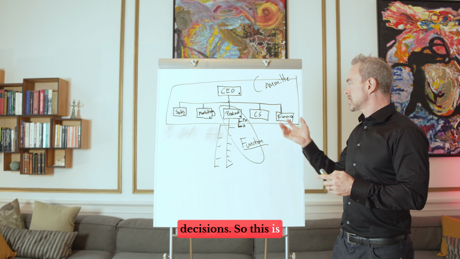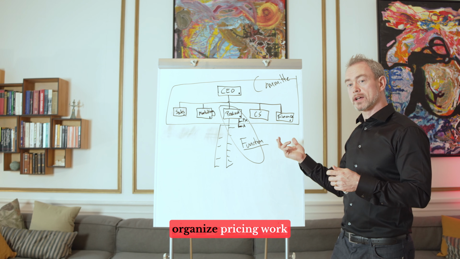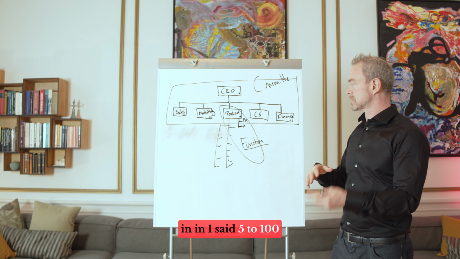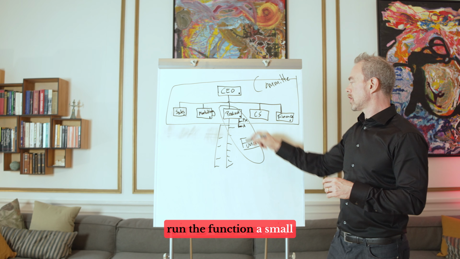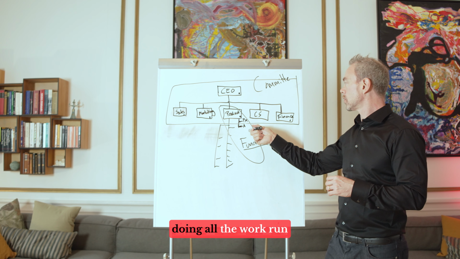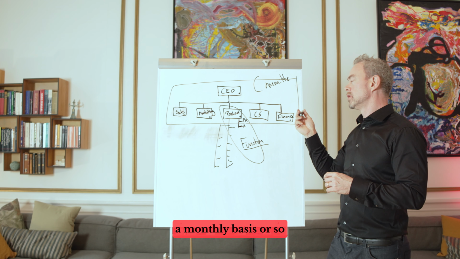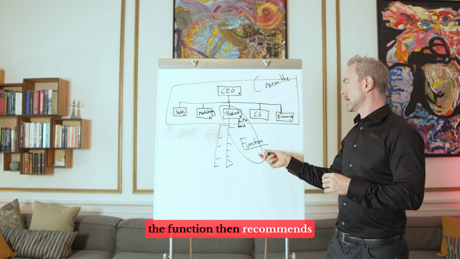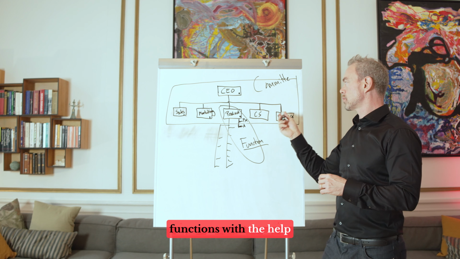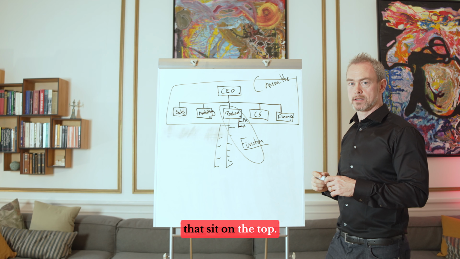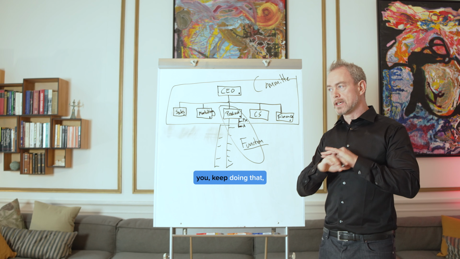So this is my quick and dirty framework for how to organize pricing work in, I said, 5 to 100 million ARR SaaS businesses. Run the function, a small team that owns doing all the work. Run the committee, meet on a monthly basis or so to actually make decisions. The function then recommends and afterwards executes inside the different functions with the help of the committee members that sit at the top. If you do it in a different way and that works for you, keep doing that.